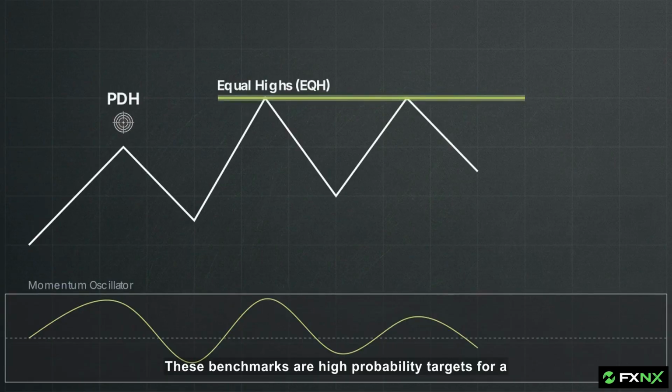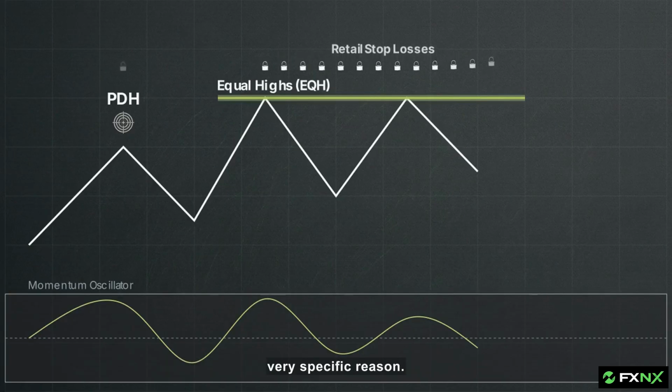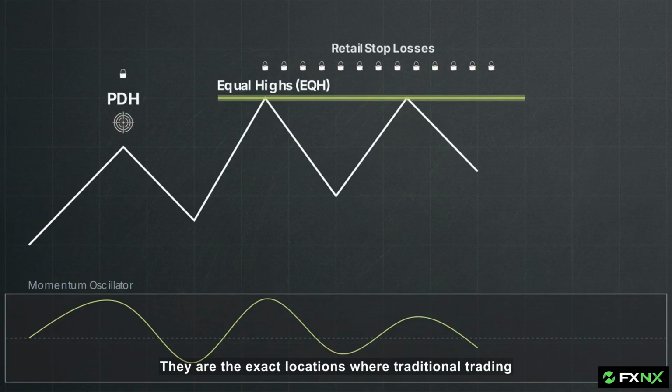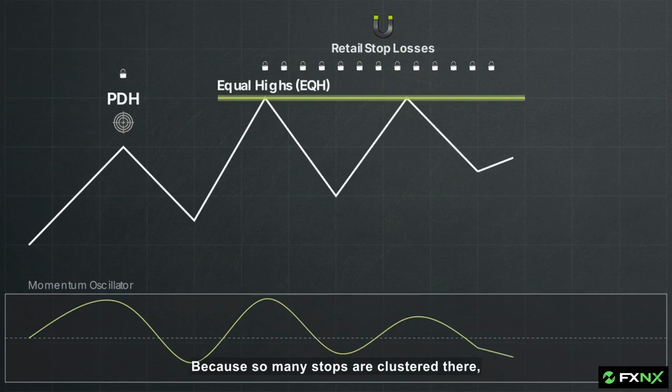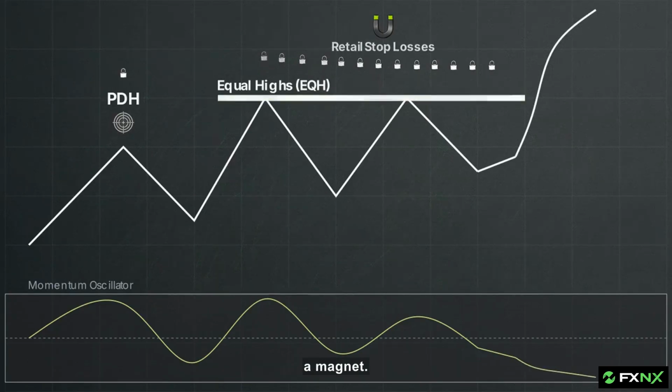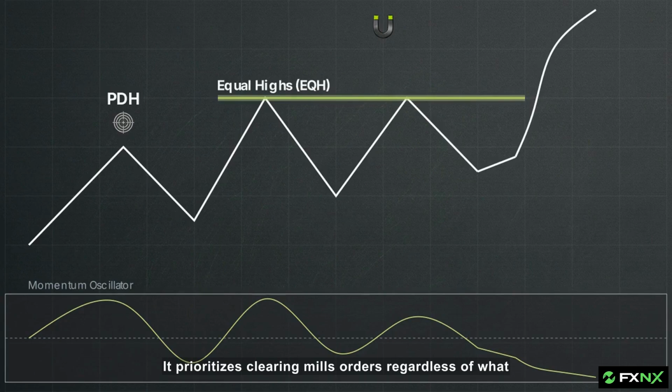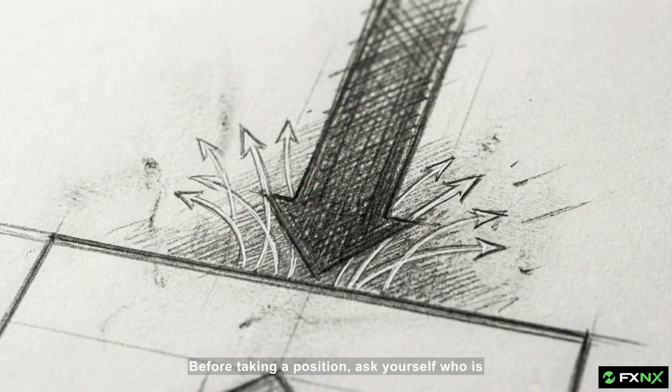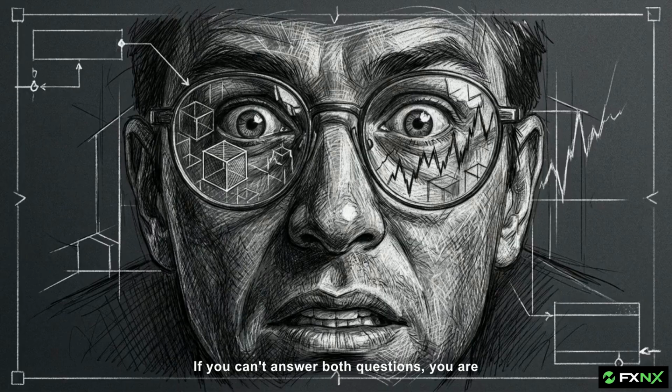These benchmarks are high-probability targets for a very specific reason. They are the exact locations where traditional trading courses tell millions of retail traders to place their protective stops. Because so many stops are clustered there, the algorithm is drawn to that line like a magnet. It prioritizes clearing those orders regardless of what a momentum oscillator might be showing. Before taking a position, ask yourself who is trapped right now and where is the nearest pool of higher timeframe money. If you can't answer both questions, you are the one being trapped.